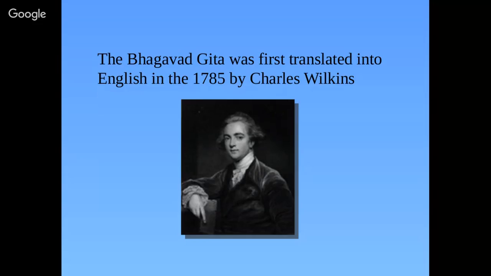So, the Bhagavad Gita was first translated into English in 1785 by Charles Wilkins. He was an Orientalist and a member of the Asiatic Society, and soon the work was translated into other European languages such as Latin, German, French, Russian, etc.